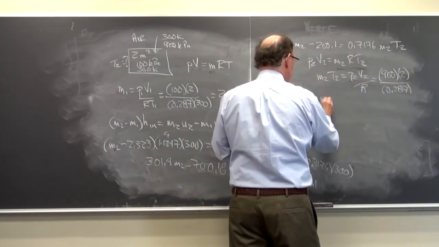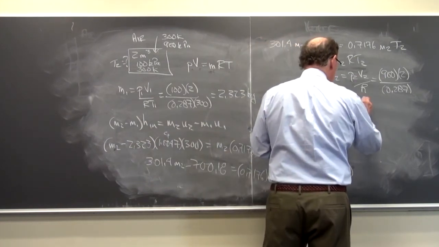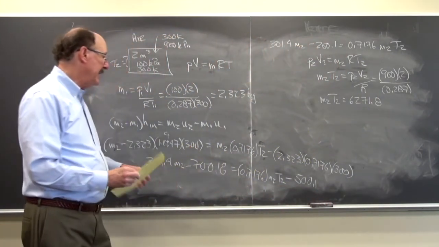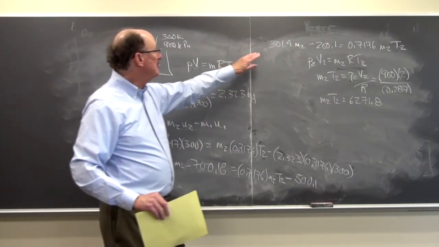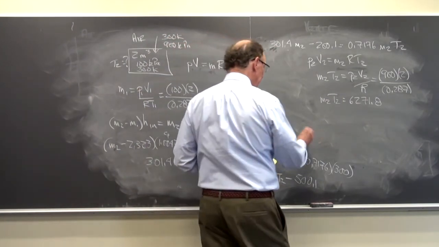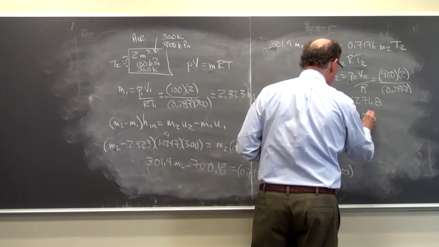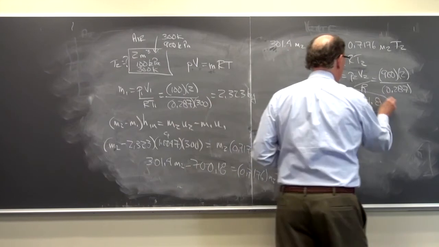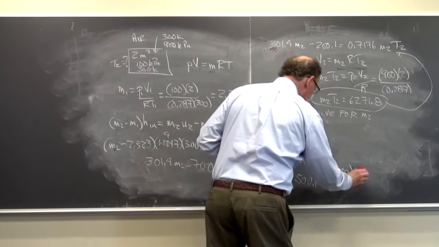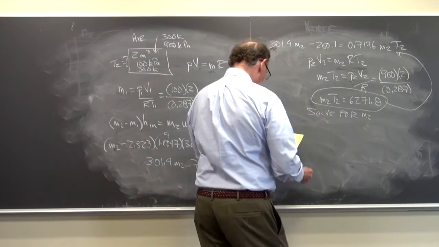So I have M2T2 is equal to 6,271.8. And now I could go back in and substitute in this equation for M2T2 and solve for M2. So I'm going to take this term, I'm going to stick it right back there. And so when I do that, it enables me to solve for M2.